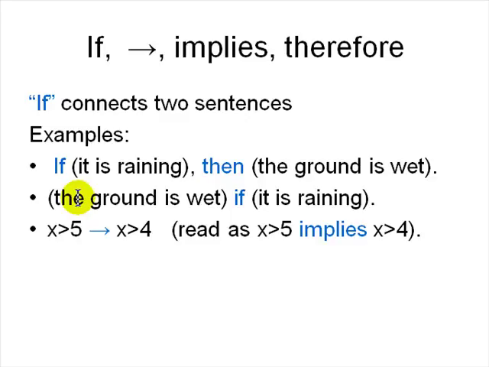So the ground is wet if it is raining. You can actually flip the thing if you put the "if" at the end, as they do in the language Perl. They use "if" at the end of the statement instead of at the beginning, to put the more important statement at the beginning of the sentence, whatever you want to emphasize in English. And you can say x greater than 5 implies x is also greater than 4.